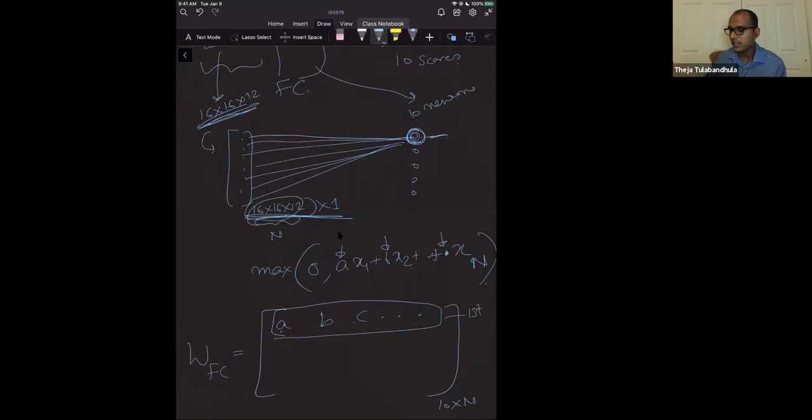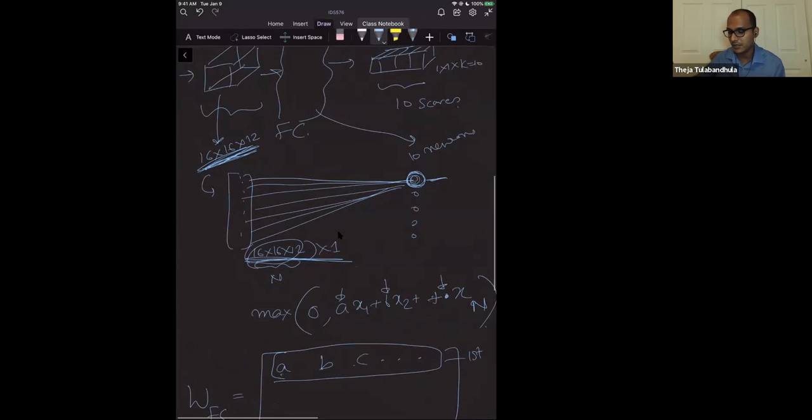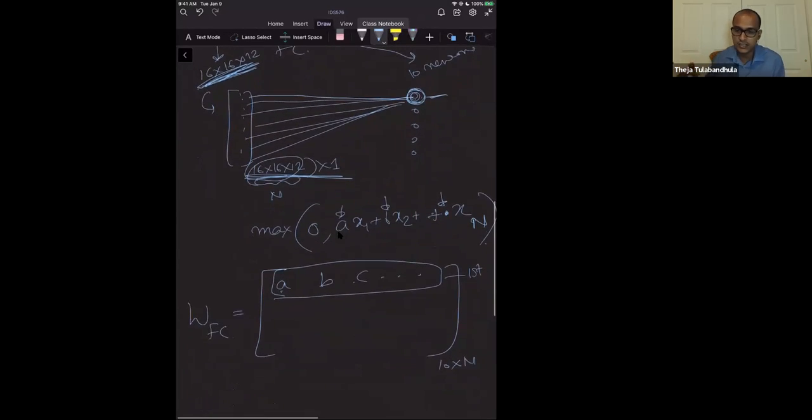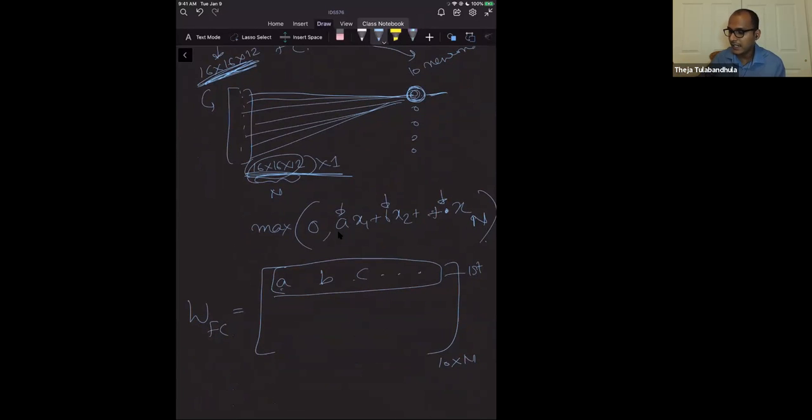So what is the neuron doing? It's taking the input tensor, which is 16 times 16 times 12. We're thinking of it as vectorizing, so it doesn't really matter what shape it is, getting all of that in a vector form, and just computing this computation, for which it needs A, B, and C. All I'm saying is that A, B, and C are just the first row of the weight matrix corresponding to the fully connected layer. Similarly, the second neuron is going to use the second row of this W matrix.